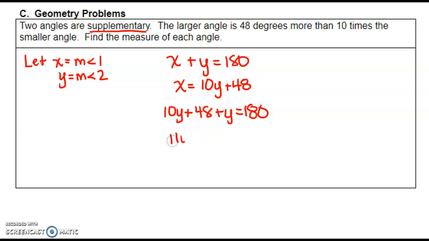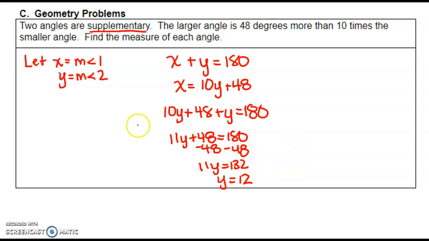Okay, and combine my like terms. Subtract 48 from each side. Get 11y is 132. Dividing by 11, I get 12. So the measure of angle 2 is going to be 12, and then to find the bigger angle, I'm going to plug it in to this guy here. So x equals 10 times 12 plus 48. Punch that in a calculator, you get 168 degrees.